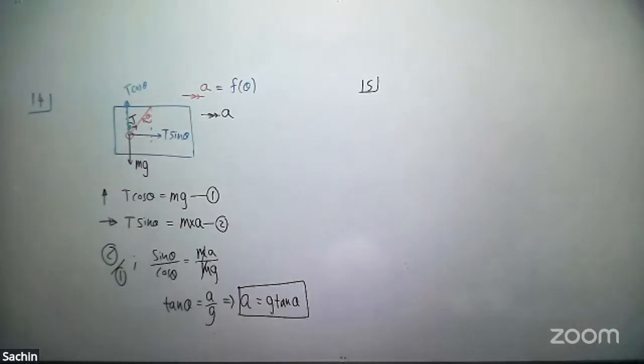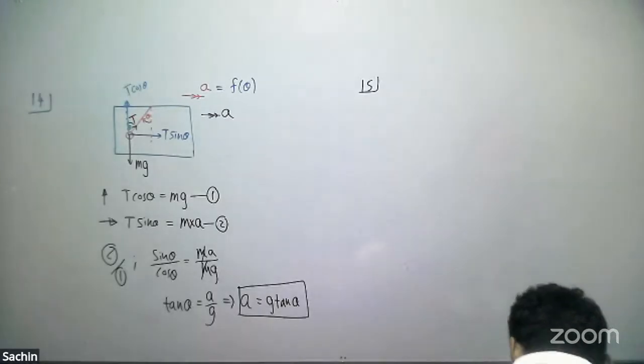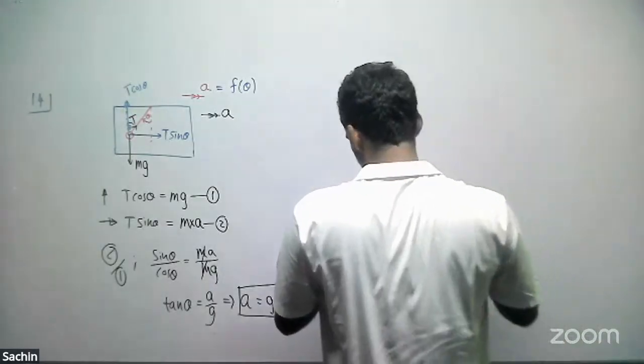Question number 15. That's a question about an elevator. Very similar one. A five kilogram mass is hung using a spring balance inside an elevator, initially at rest. Calculate the reading of the spring balance if the elevator is moving at constant velocity or at rest, accelerating upward, accelerating downward, decelerating downwards. Okay, four cases.